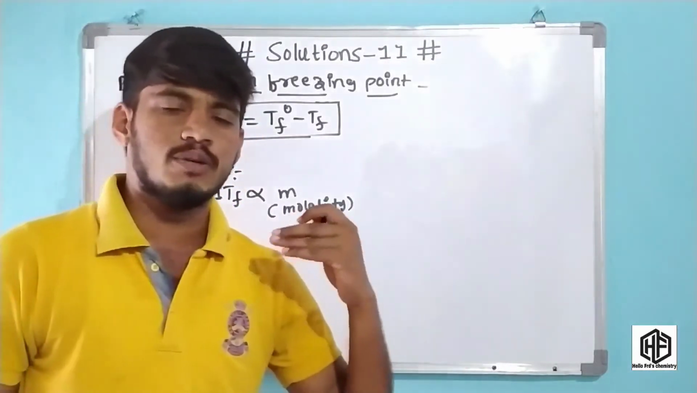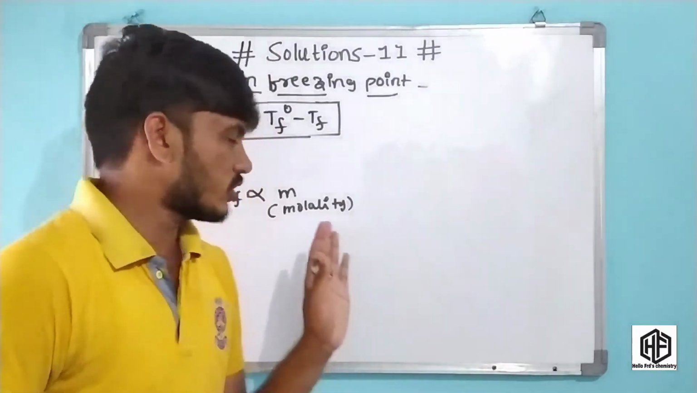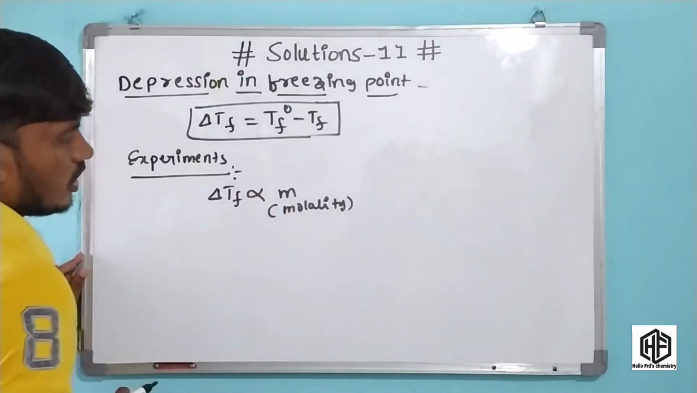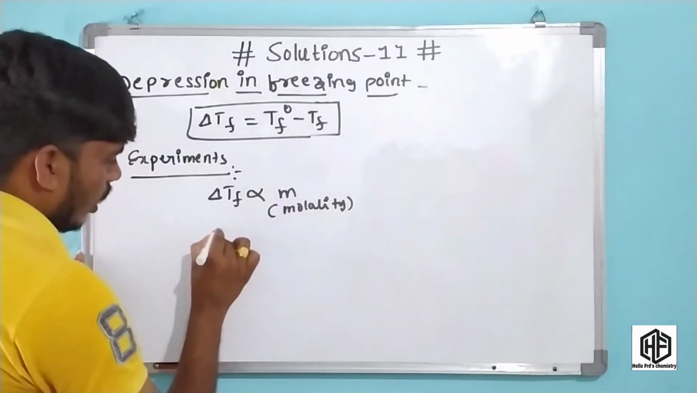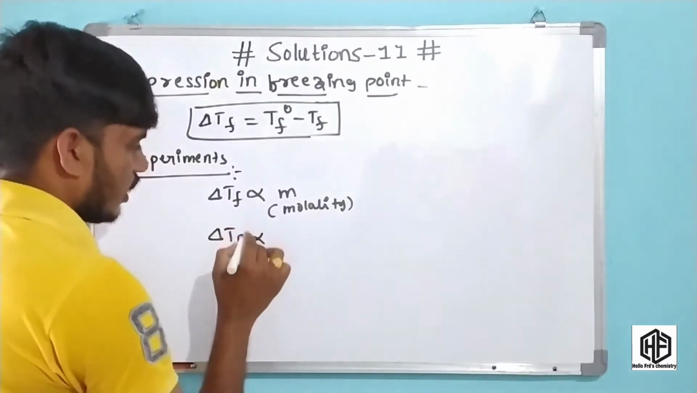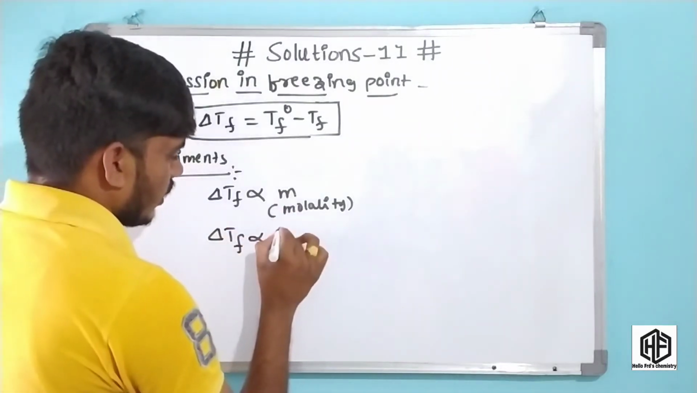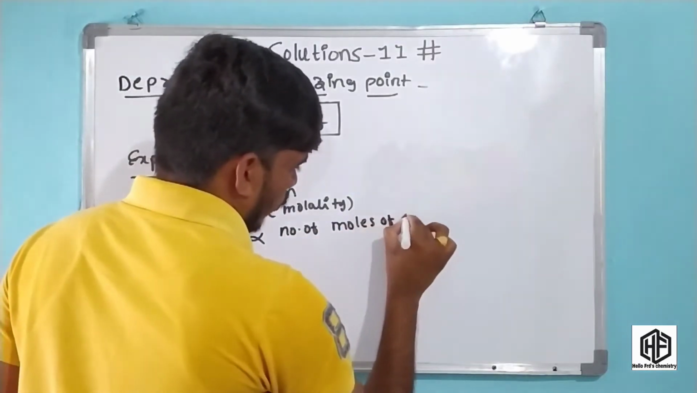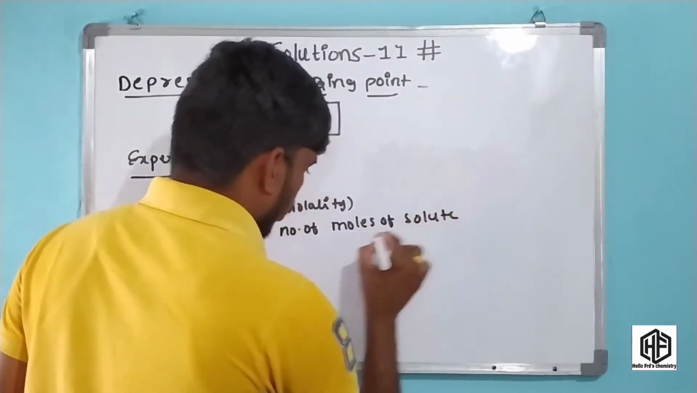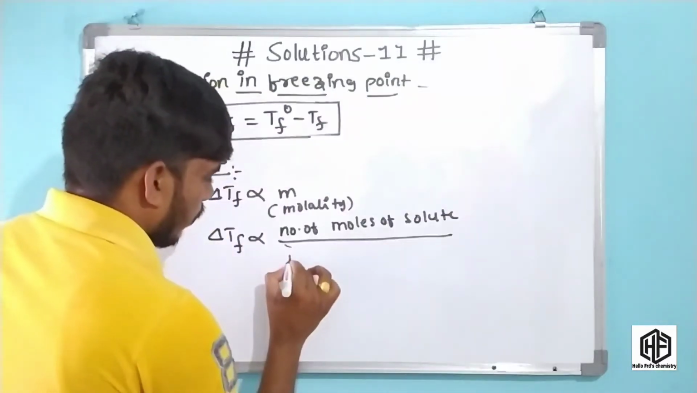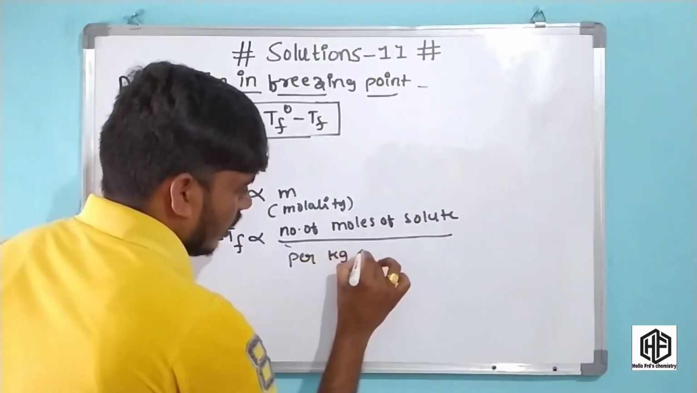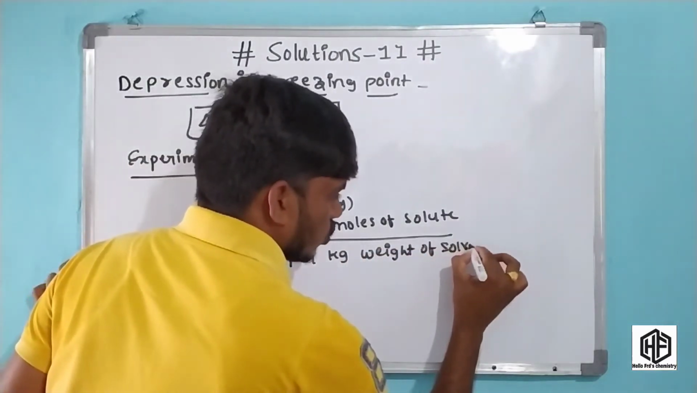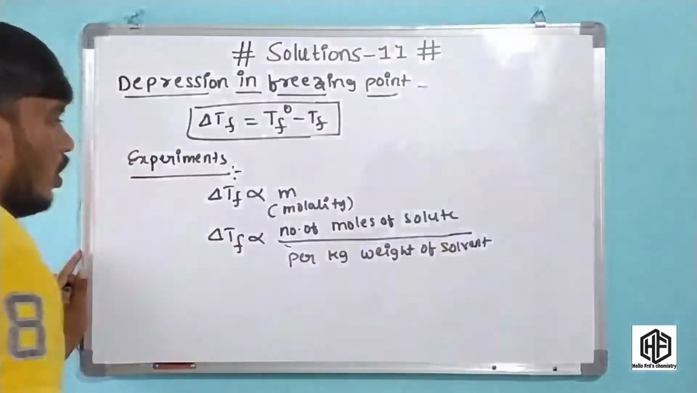In boiling point, elevation in boiling point is also directly proportional to small m. Experimentally, this ΔTf is directly proportional to molality. Molality is the number of moles of non-volatile solute present per kg weight of solvent.